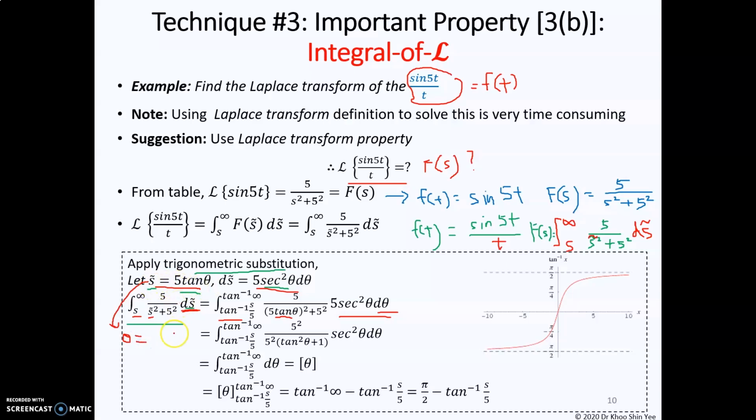Your angle will be just take the arctangent of s over pi, and don't forget the bar. So when your s bar is equal to s, then your angle will be this. When your s bar is equal to infinity, so you substitute infinity inside here, infinity divided by pi, you still get infinity. With that, you obtain this limit.